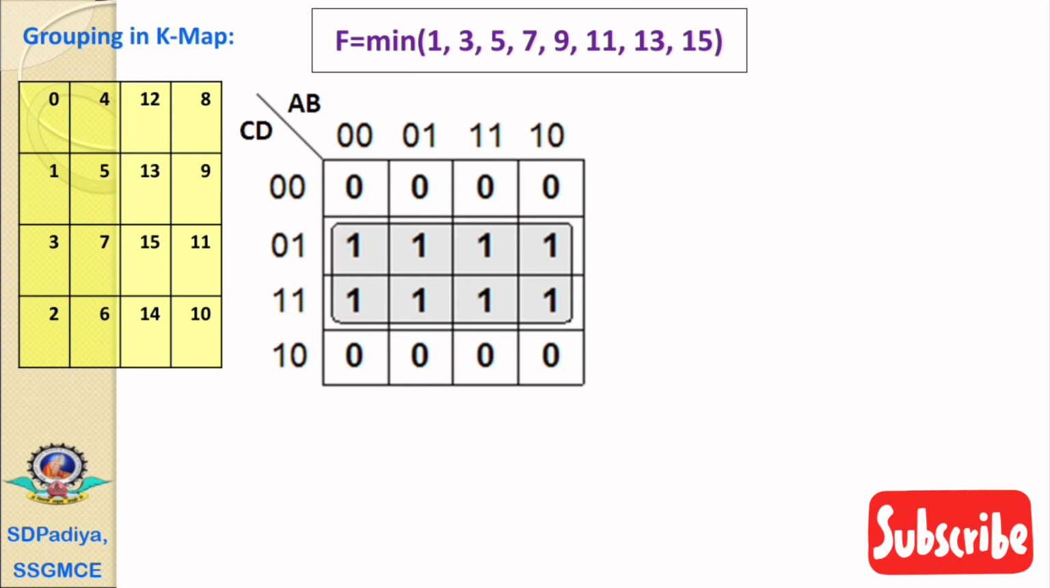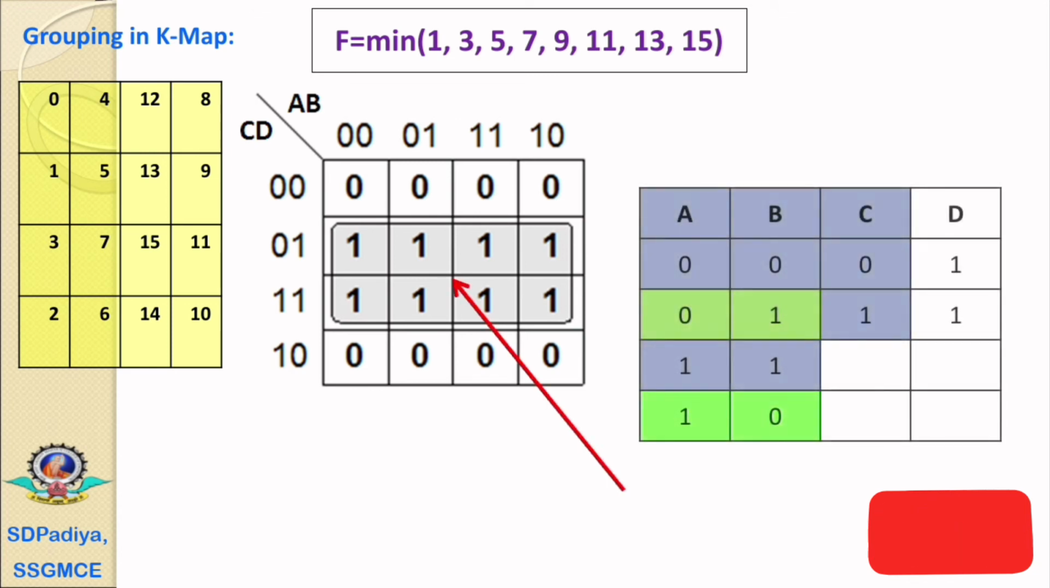Now we'll check as per our method. If we consider this group and we form this table for the variables A, B, C, D, then the first column to which this group belongs is 0, 0, second is 0, 1, third is 1, 1 and the fourth is 1, 0. The first and third, 0, 0 and 1, 1 eliminate each other and the second and fourth, that is 0, 1 and 1, 0 eliminate each other.